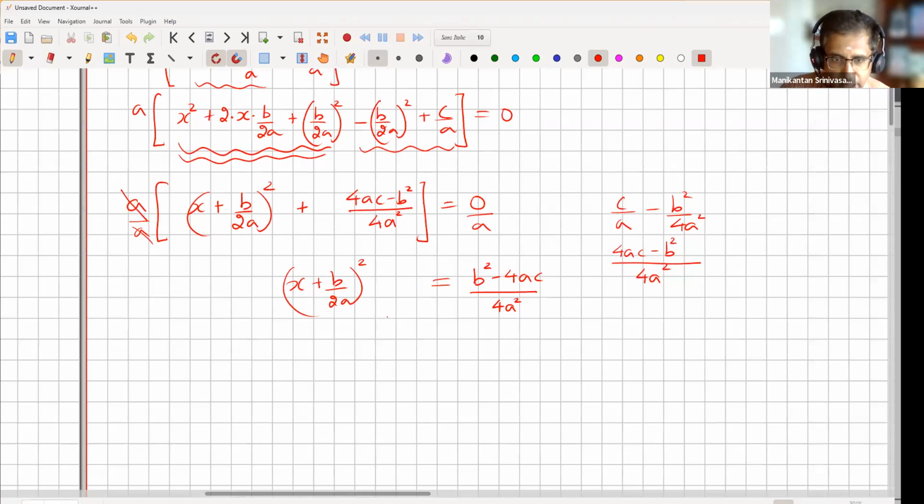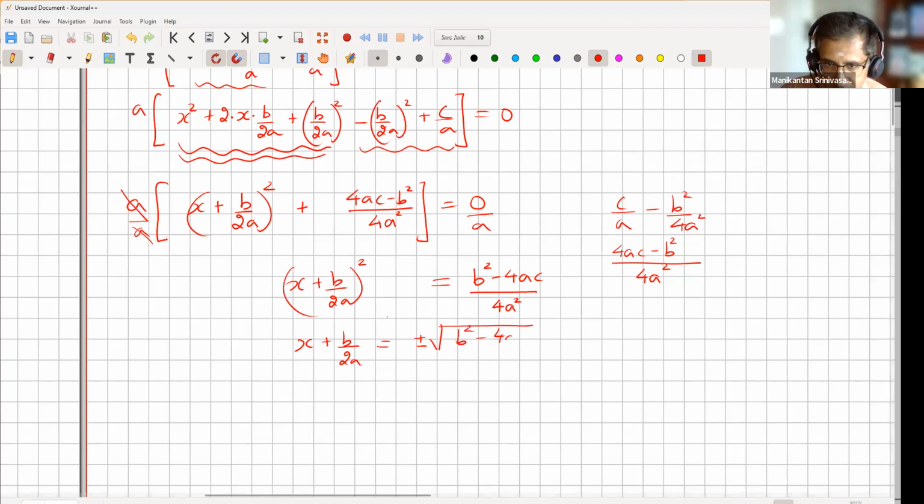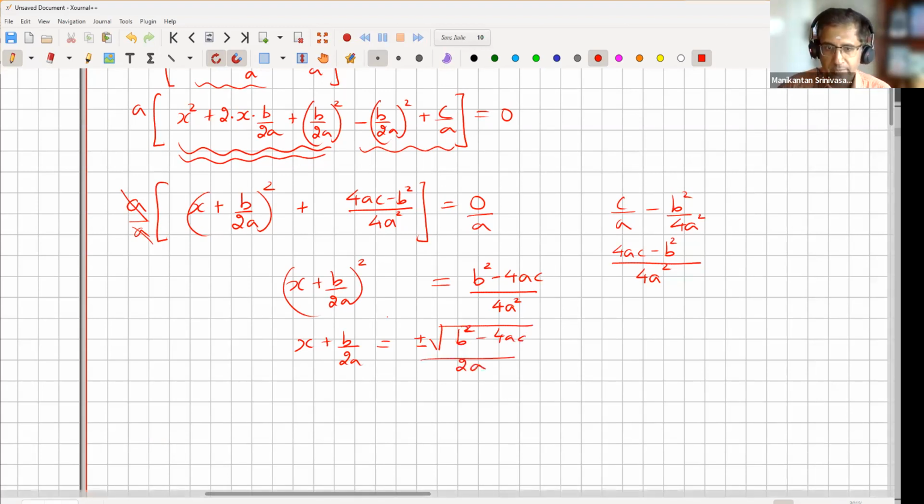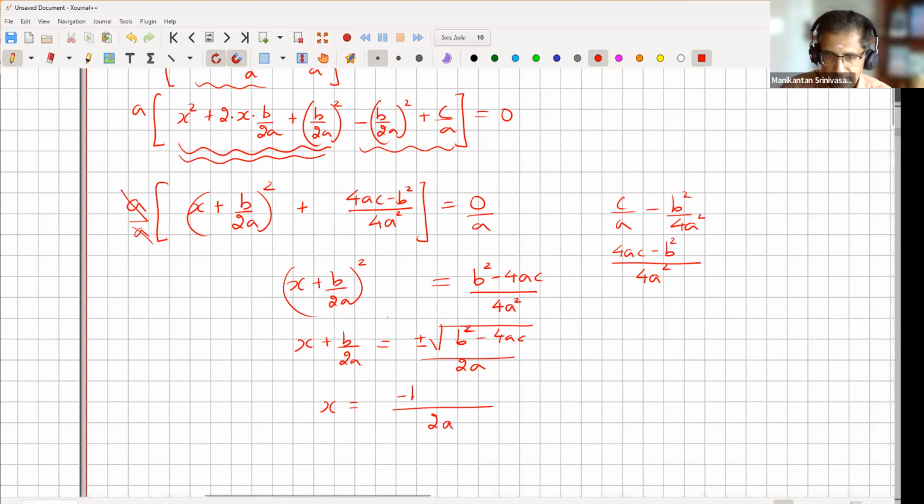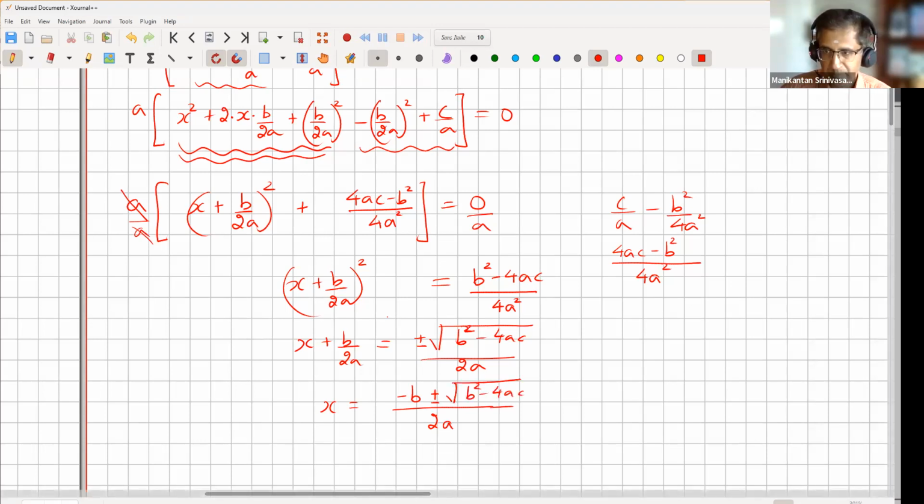So which means x plus b by 2a is plus or minus the square root of the stuff on the right hand side, which is what? Square root of b square minus 4ac whole upon square root of 4a square, which is 2a. And therefore, now I can move the b by 2a to the right hand side and then keep the common denominator as 2a and complete it by saying it's minus b plus or minus root of b square minus 4ac whole upon 2a. Right, and these are the roots of the quadratic which you have seen multiple times in the past.